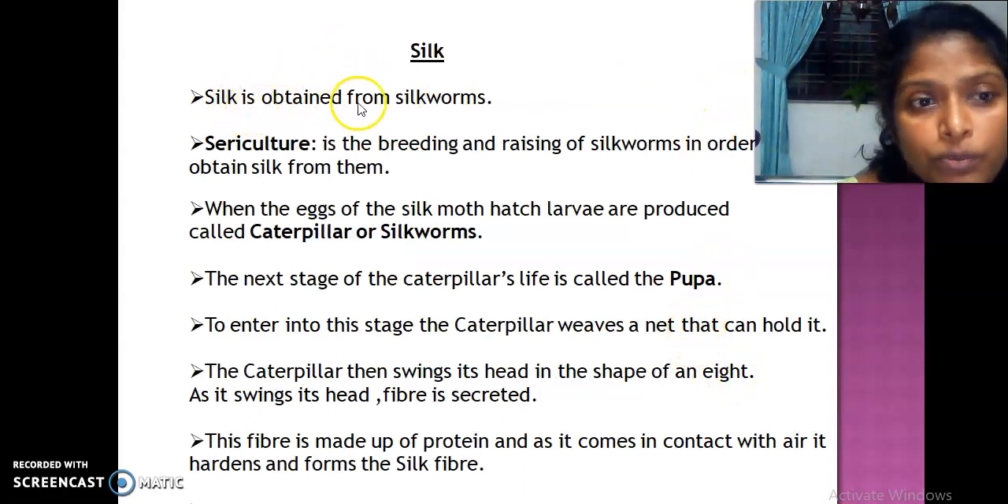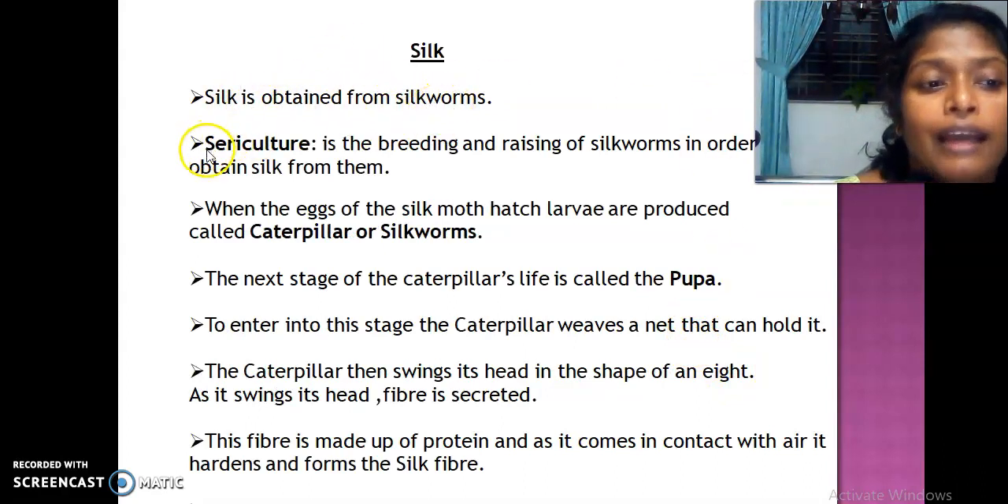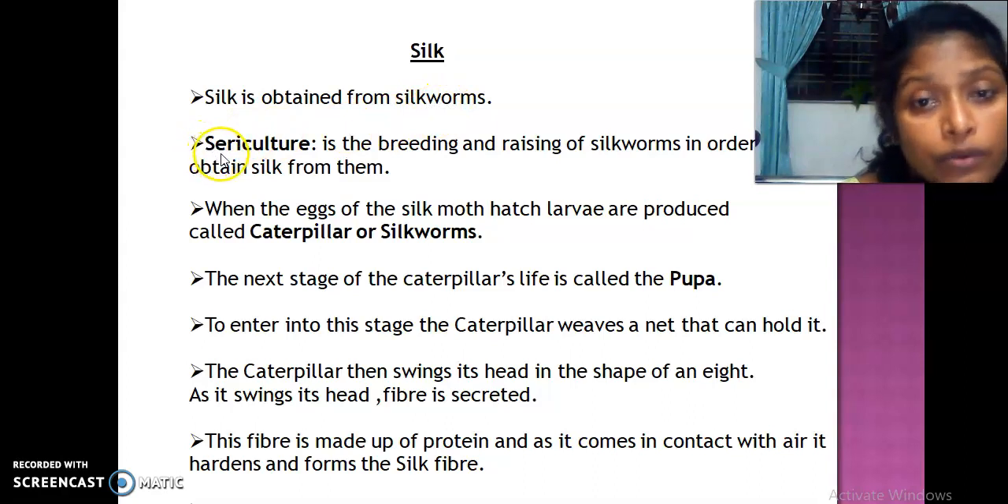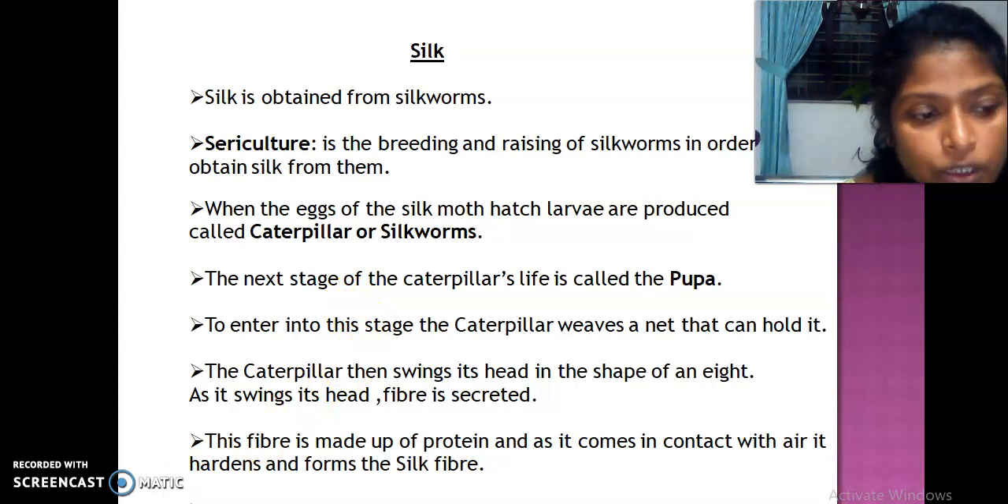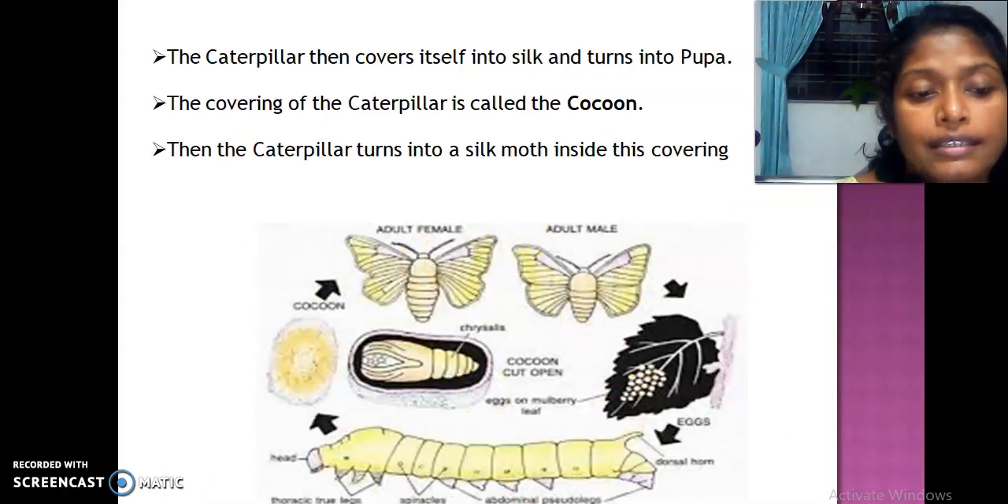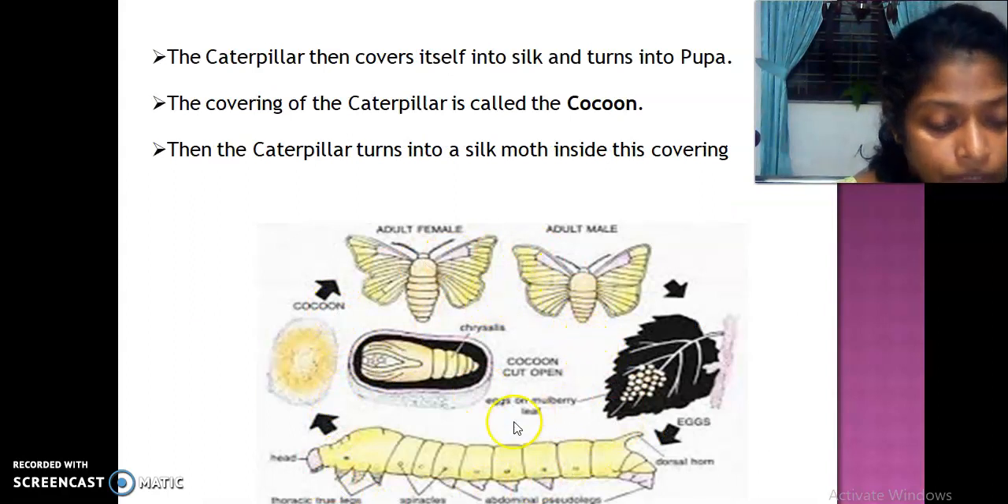Silk is also obtained from the silkworm, and the culturing and breeding, raising of the silkworm in order to obtain silk is called sericulture. So the culturing and the life cycle of silk moth can be explained easily by looking at the life cycle of the silkworm. So that I will show you, then I'll explain it to you. So this is the life cycle of the silk moth.